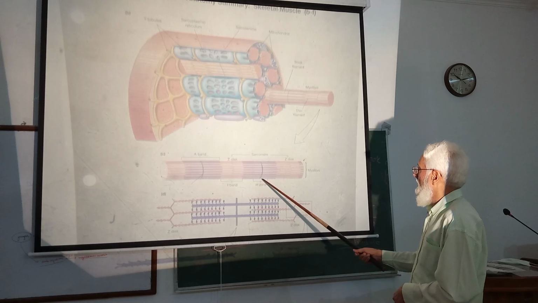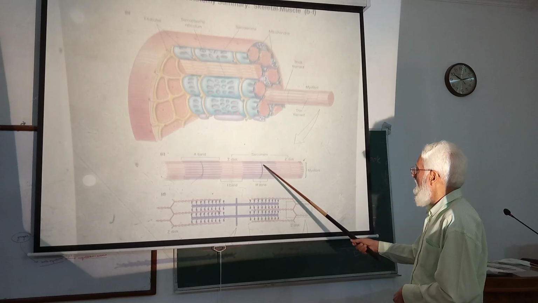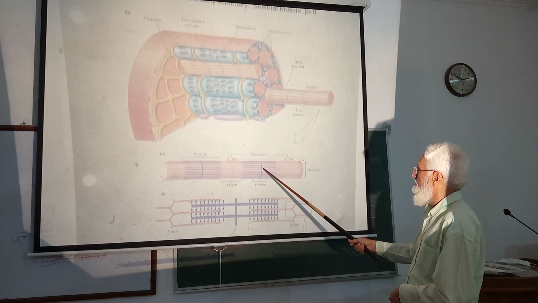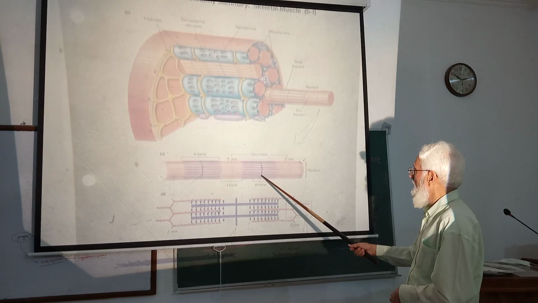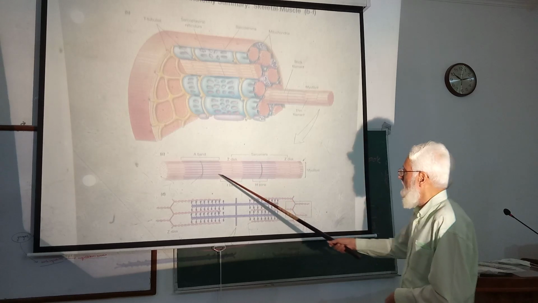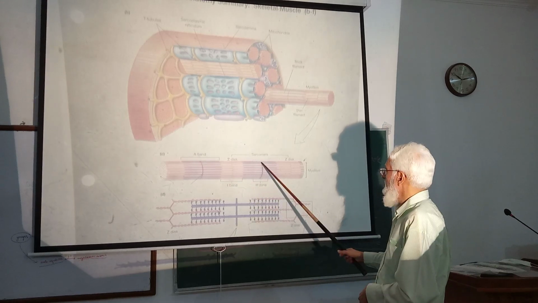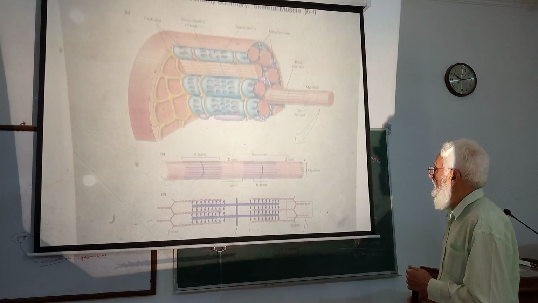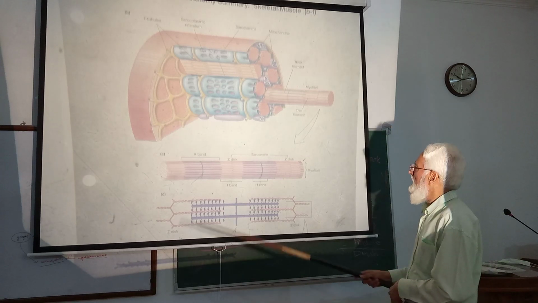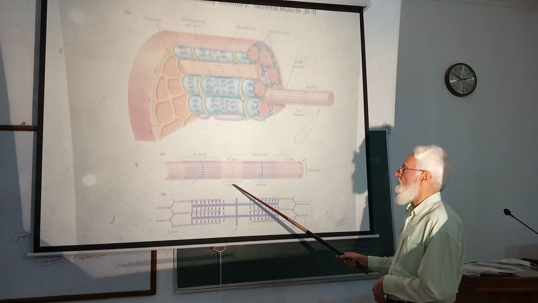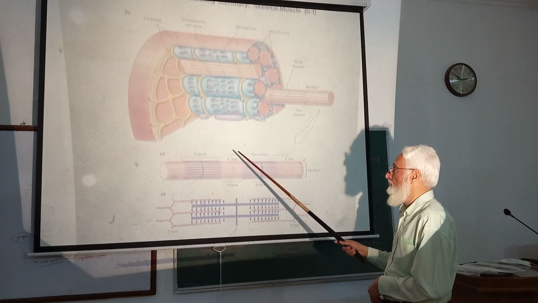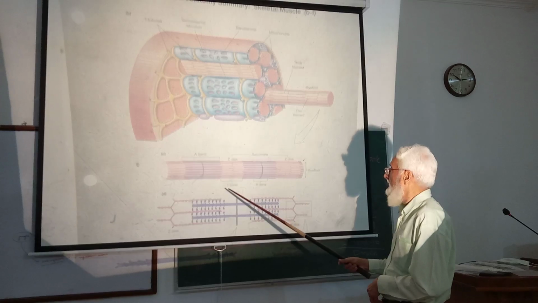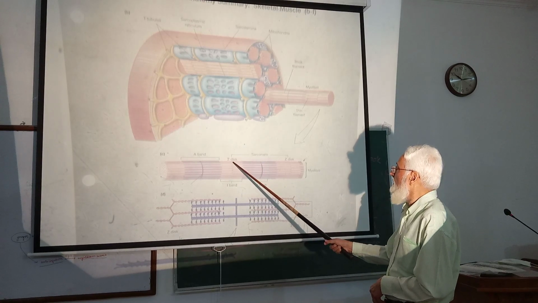Now, in the center of the H zone there is also the M line. This is the M line in the center of the H zone. In the center of the I band, the light band, which is isotropic to polarized light, there is the Z disc.